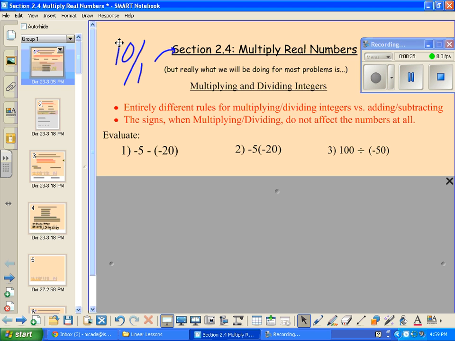Two things I'd like to note right away before we jump into this section, and I'd like you to write down here in red: we just worked on adding and subtracting integers, and when we were doing that, there were entirely different rules for adding and subtracting integers. We even talked about those strategies when I'm adding two integers together.